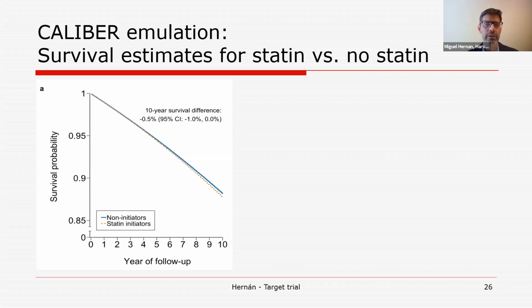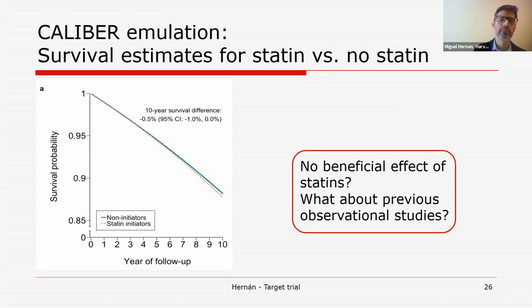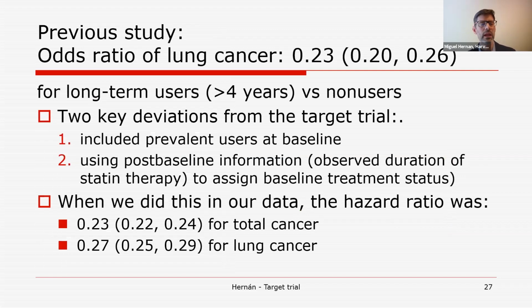The cancer-free curve was also overlapping between the statin group and the non-statin group. But again, this is very different from what many previous observational studies have found. Why? Well, again, the reason is that many observational studies did not even attempt to emulate a target trial. And I'm going to give you one example.